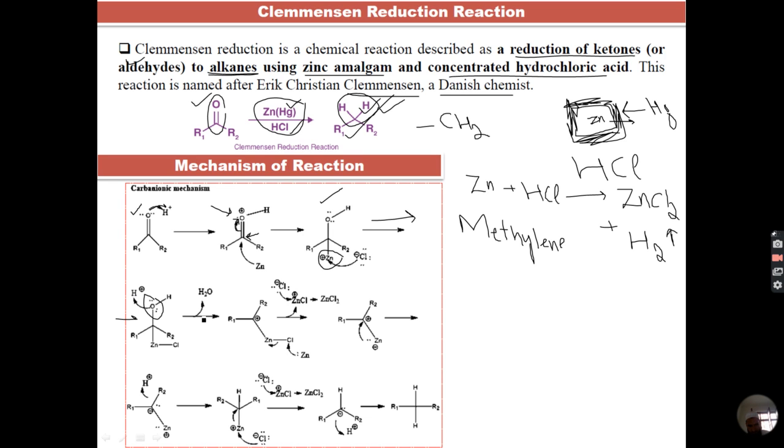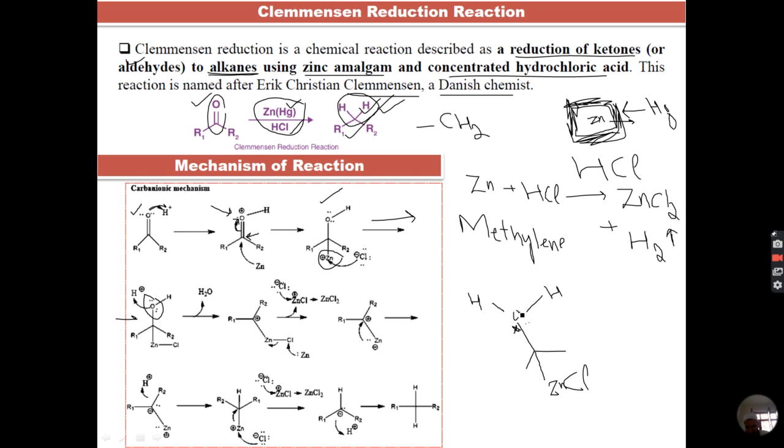So what it forms actually, I'll just write it here. It forms OH, and then we have a plus charge, and then this is our rest of the compound. This is our ZnCl. Now look at this compound.